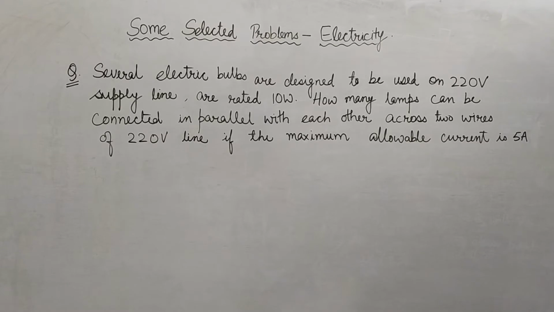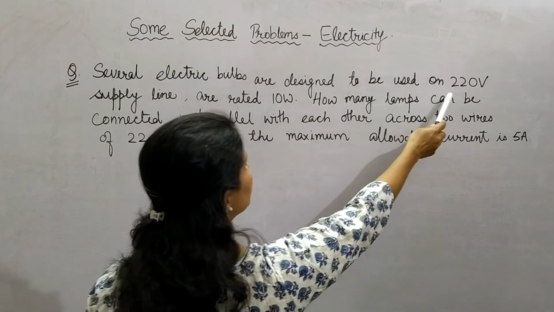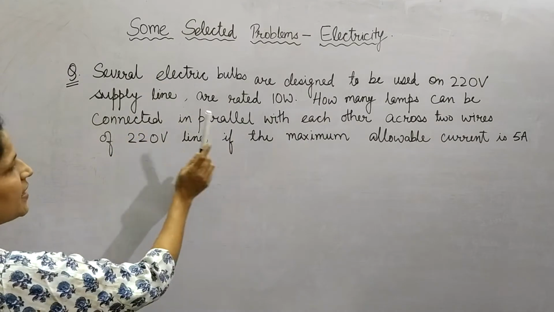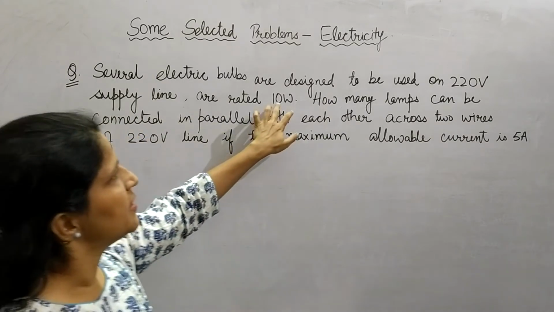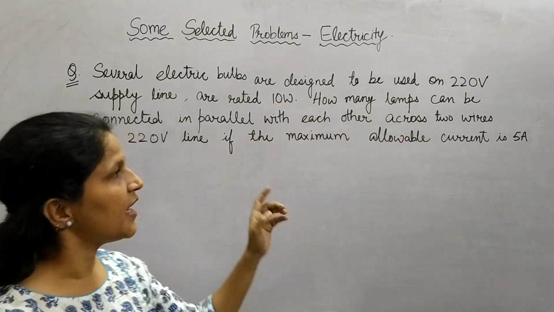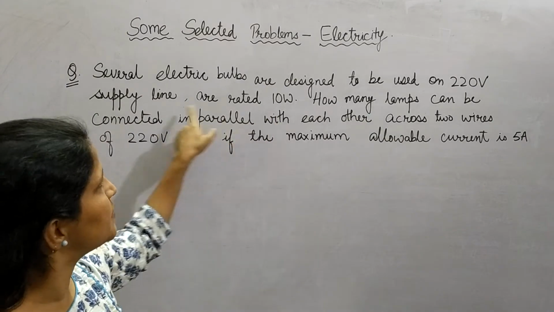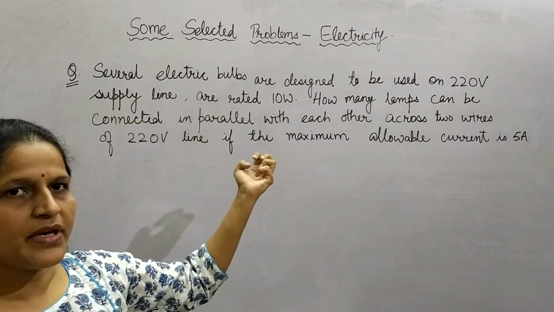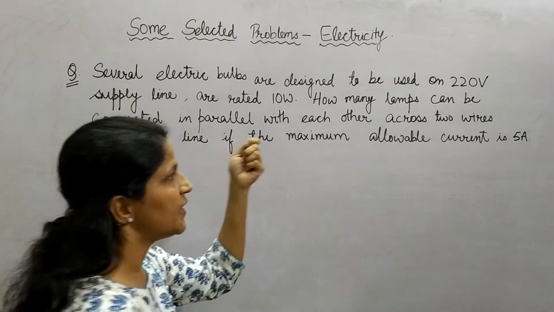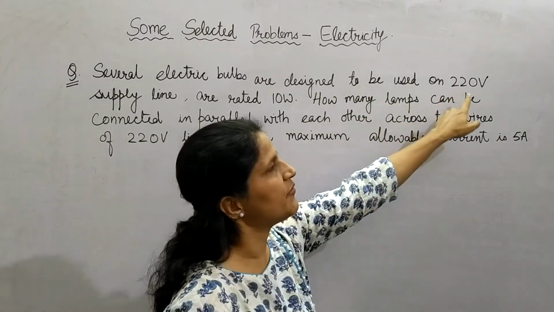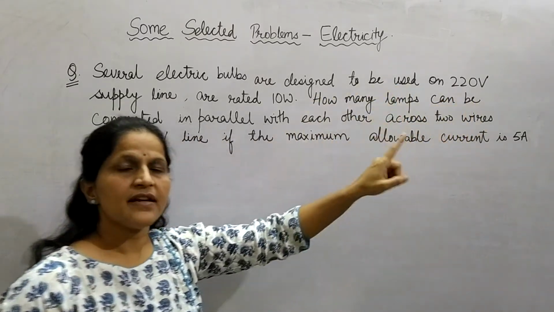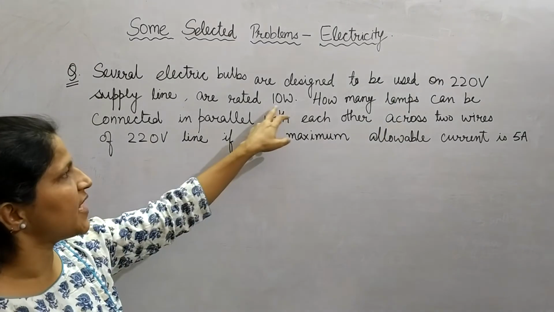The question that you can see on the board says that there are some electric bulbs that are designed to be used on 220 volt supply line and are rated 10 watt. Understanding this term first, it means that these bulbs are designed in such a manner that when they are operated on 220 volt potential difference, then the output that they give is 10 watt.